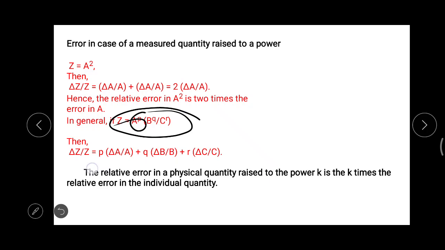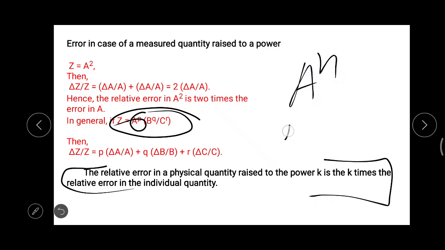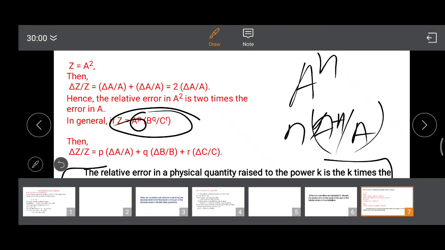As a definition, the relative error in a physical quantity raised to the power k is k times the relative error in the individual quantity, k times. That is, if a raised to n, then n into delta a by a. If it is a raised to k, then it will be k into delta a by a.